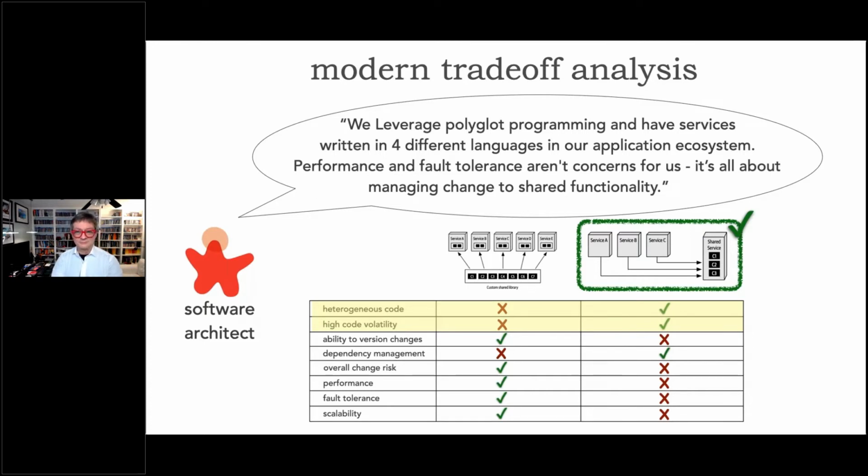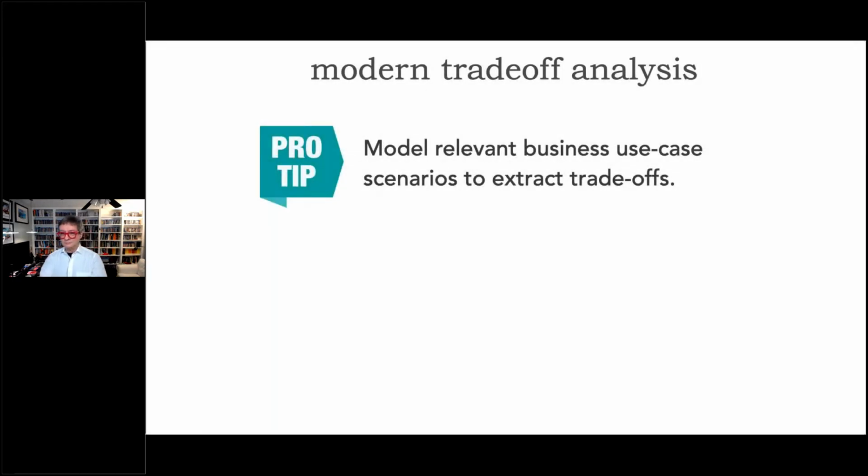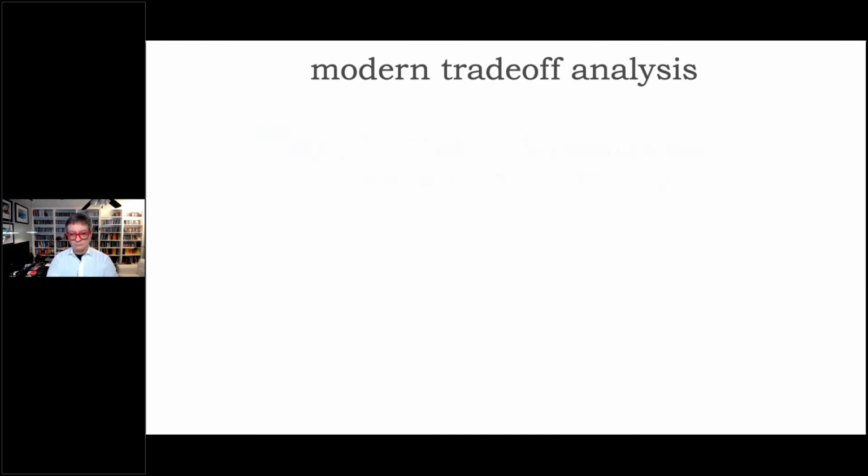Well, you know, another trap that a lot of folks fall into is jumping to a conclusion during trade-off analysis. And this pro tip really is to make sure you model all the relevant business use case scenarios to extract trade-offs. Now, there's a couple of points about this relevant. Don't model use cases that are out of context or that you don't use, but make sure you do all of those use cases. Let's actually see a trade-off example using granularity.